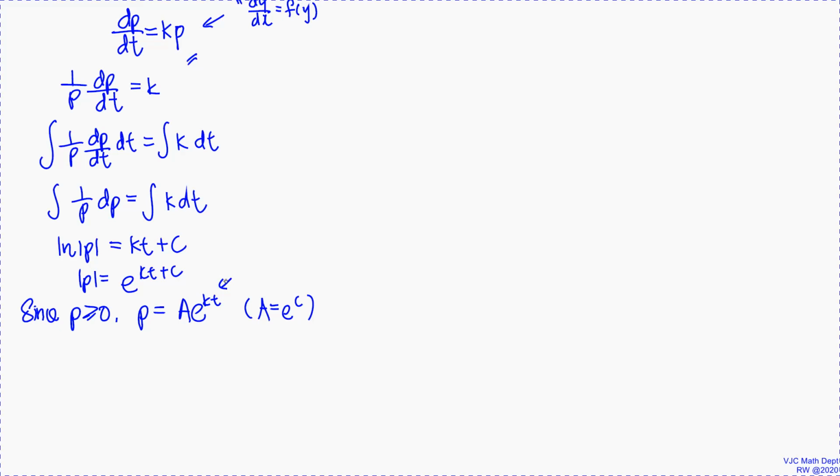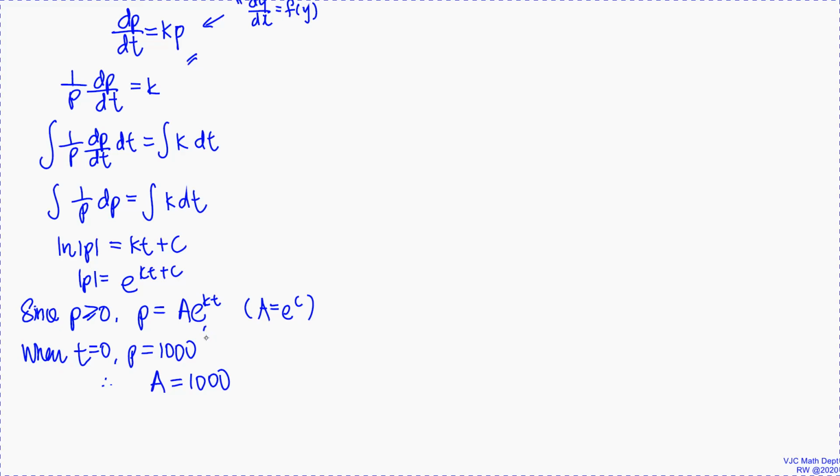But first we need to get rid of the A. We need to find A because A is an unknown here. So make use of the initial condition. When t equals 0, population is 1,000. Then we substitute this in. Therefore, A is actually 1,000, because e to the power 0 is just 1. So A is 1,000. So now we are happy.